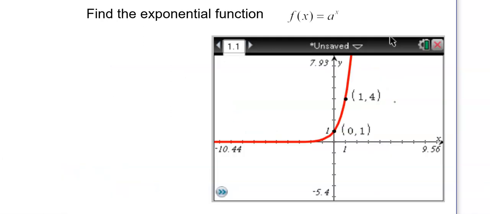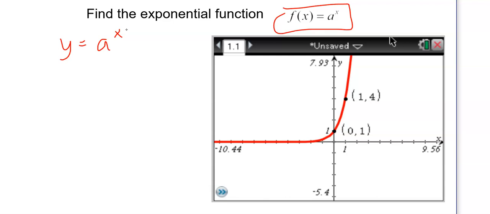Okay, last question. It kind of gives us the form of the problem. And by the way, when it says f of x, I'm going to write it this way. Y equals a to the x, because f of x is y. I think it'd be easier in this case to write it as that. So we have some points. We can tell this looks exponential. It looks like exponential growth. I know a is bigger than 1 because it's growing.